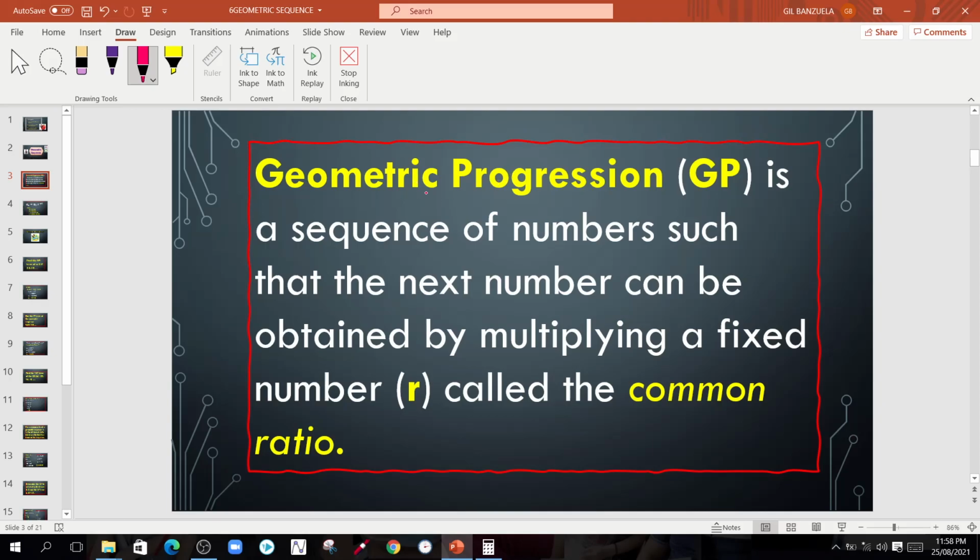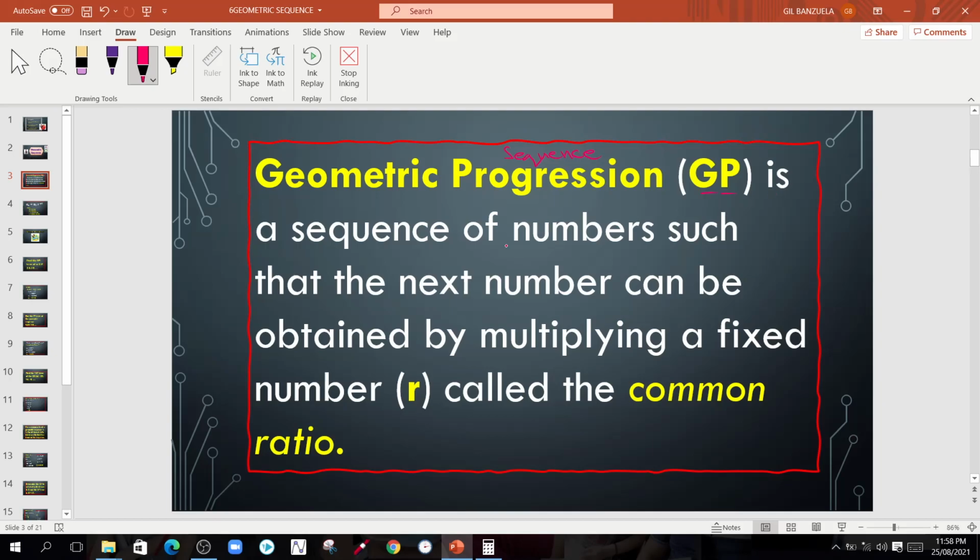So let's begin. Let's define the geometric sequence. Geometric sequence is sometimes called geometric progression, because in a sequence there is a progress that is happening. So every time you see geometric sequence, don't be confused. Pareho lang sila ng geometric progression. Geometric sequence and geometric progression are the same.